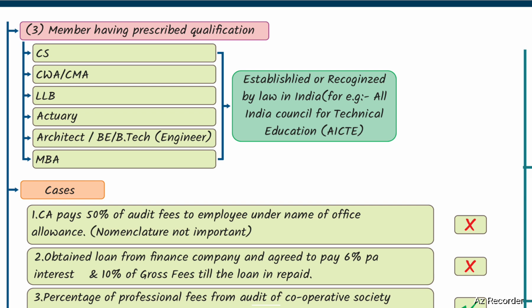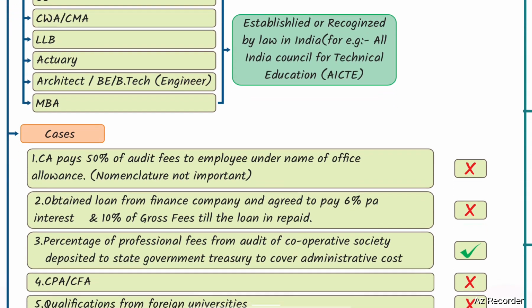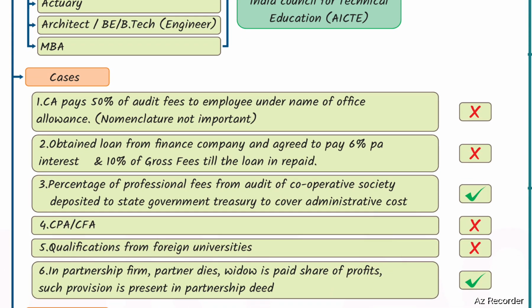Example, All India Council for Technical Education. Cases. A CA paid 50% of the audit fees to an employee under the name of office allowance. Nomenclature is not important, not allowed.